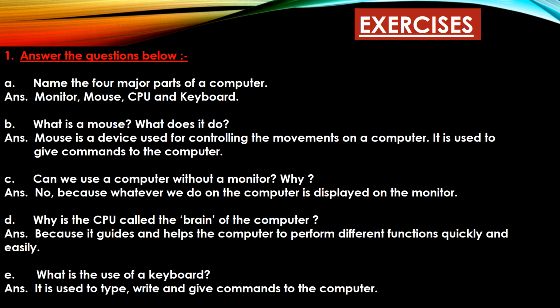D. Why is the CPU called the brain of the computer? The answer is because it guides and helps the computer to perform different functions quickly and easily. And last question, E. What is the use of a keyboard? Its answer is it is used to type, write and give commands to the computer.